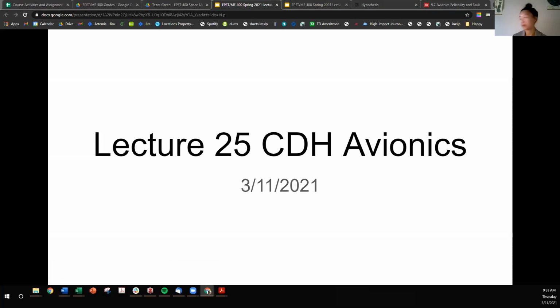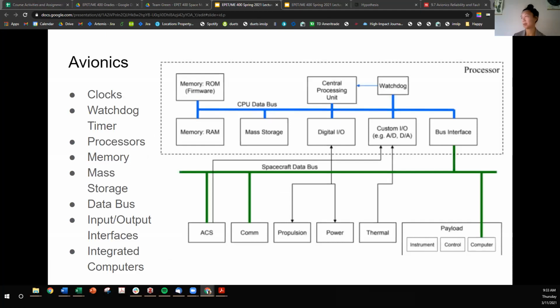Good morning, everyone. We are going to talk about command and data handling avionics today. So the hardware. This diagram might be familiar. It's a block diagram of the different components in a command and data handling system outlined in this dashed line with signals in black and the data buses in blue and green.